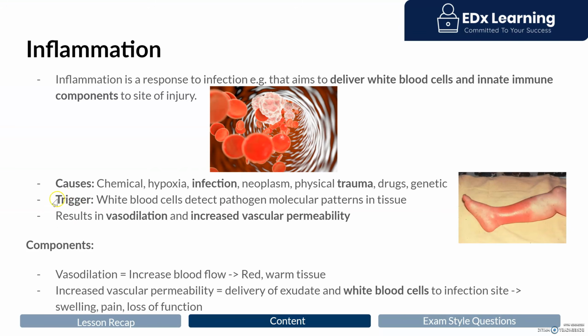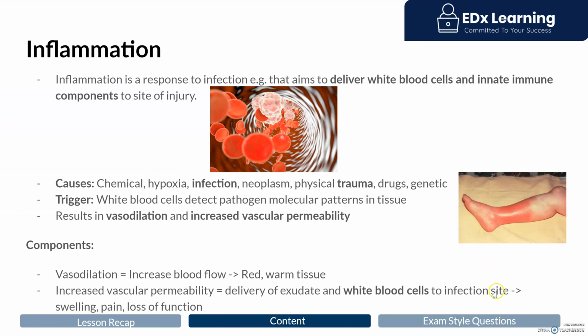And you can see that right there in a person's leg. This person has cellulitis, which is a bacterial skin infection. And you can see the clear redness. And if you were to touch her leg, it would be extremely warm because vasodilation has occurred.